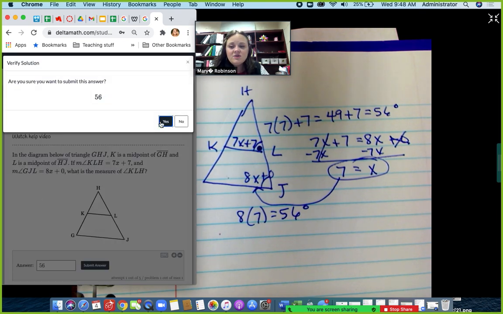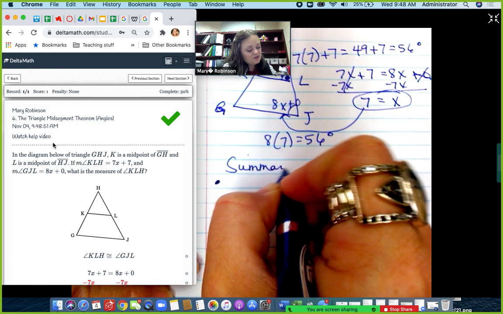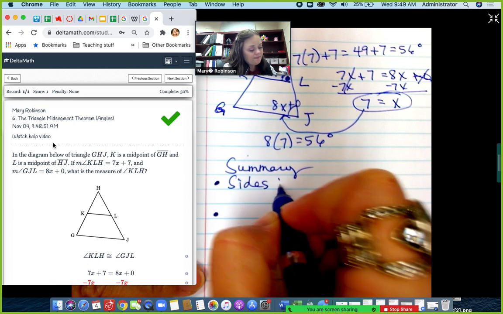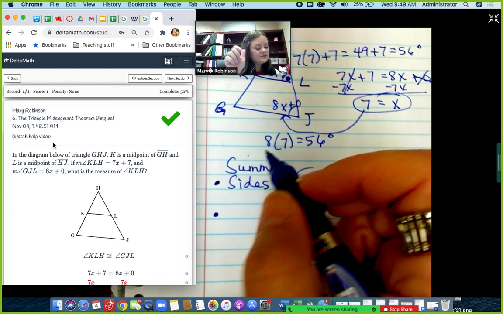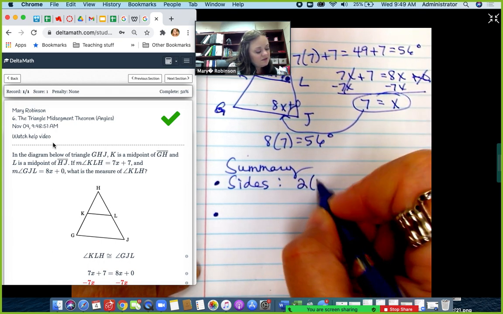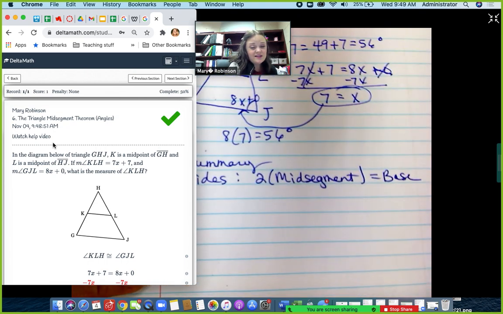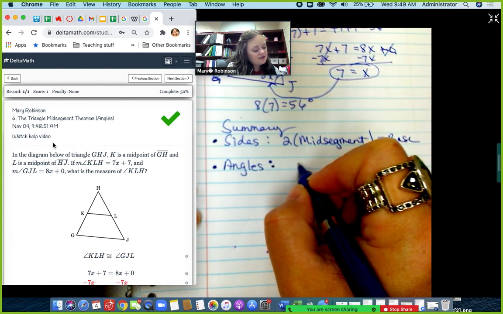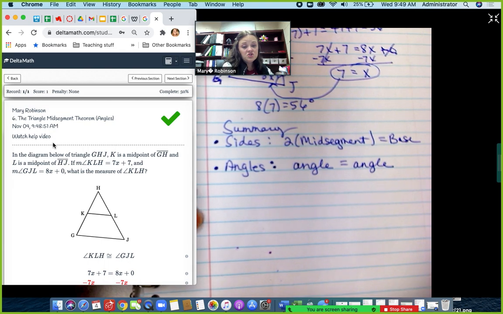So if I asked you to summarize these points, what would you say? So the two big summary points you need to know to solve these types of problems are these. For the sides, if I give you a problem involving side lengths, meaning segments, then you need to remember that twice the mid segment will equal the base, and you're going to set that up every time. And then if I give you a problem regarding angles, you're just going to set the angle equal to angle, whatever expression they give you, and you're just going to solve.